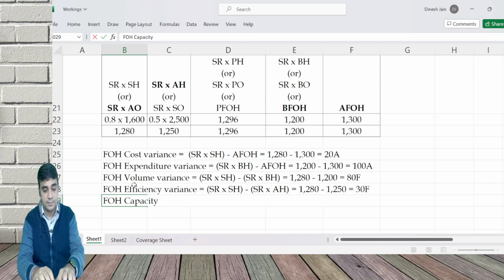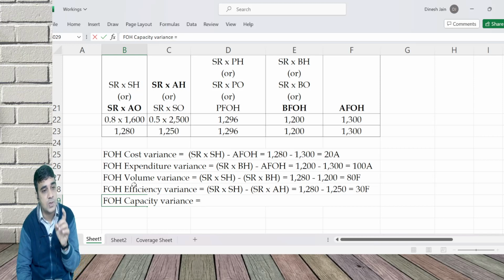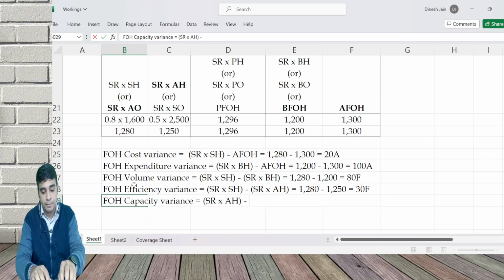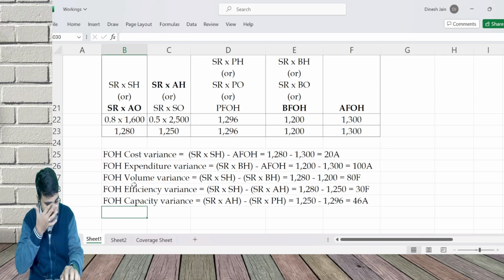Next one is capacity variance. Listen, now for capacity we are comparing actual hours with possible hours, because the budget was assuming fewer working days. Now it is more possible. So capacity is SR into AH minus SR into PH. 1250 minus 1296. 46 adverse.